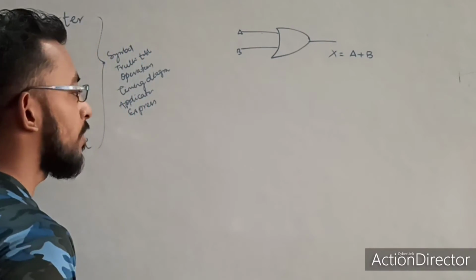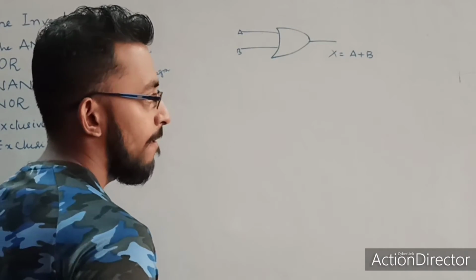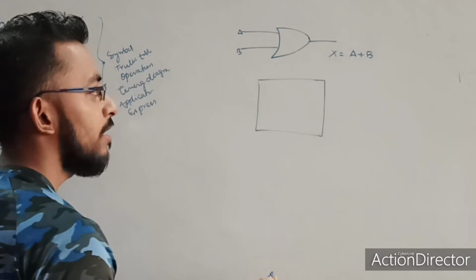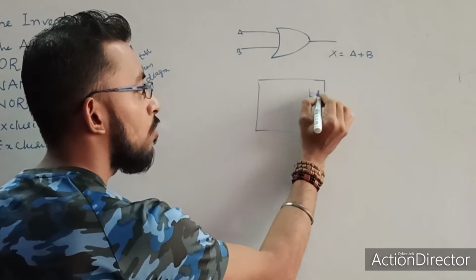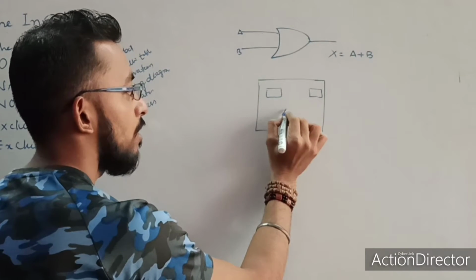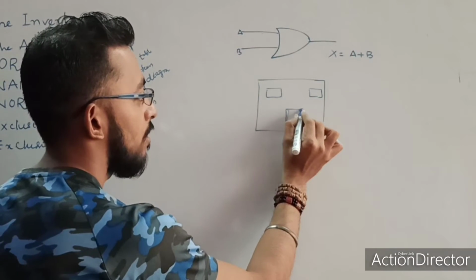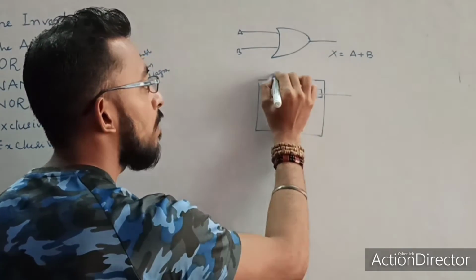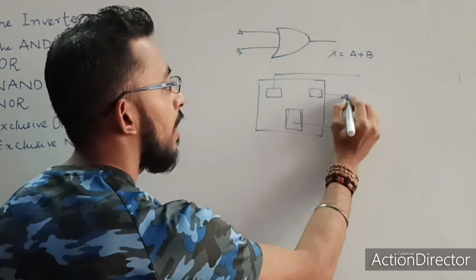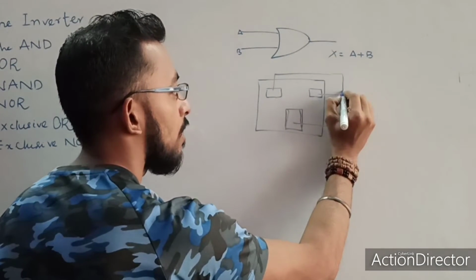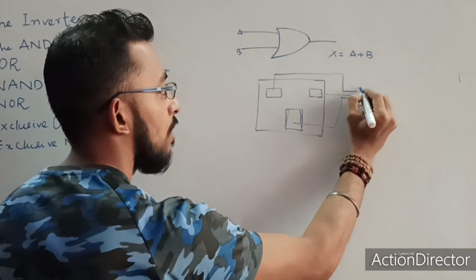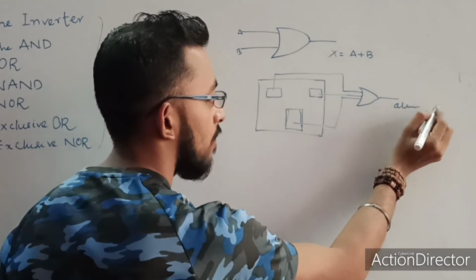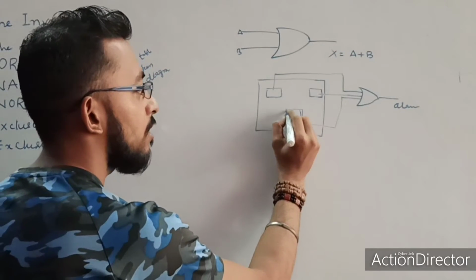So let's take an example. Let's suppose this is a house. In your house there are 2 windows and 1 main gate. Each of the windows and the main gate are connected to an OR gate. And at the output an alarm is connected. Okay, so what are the conditions?